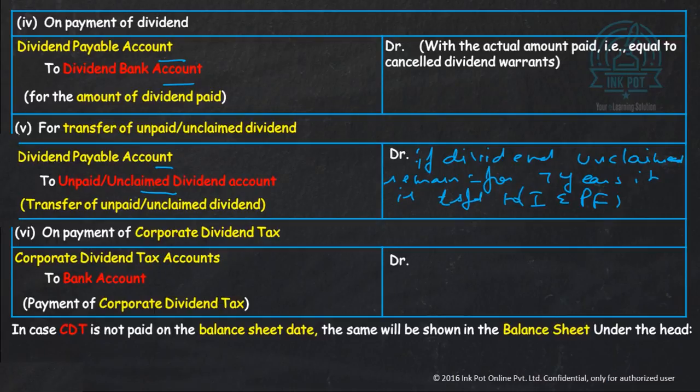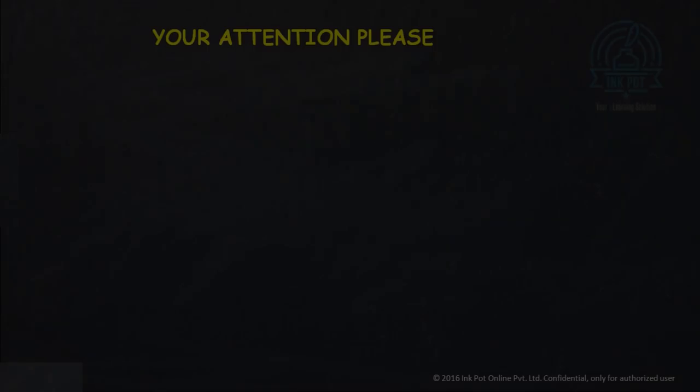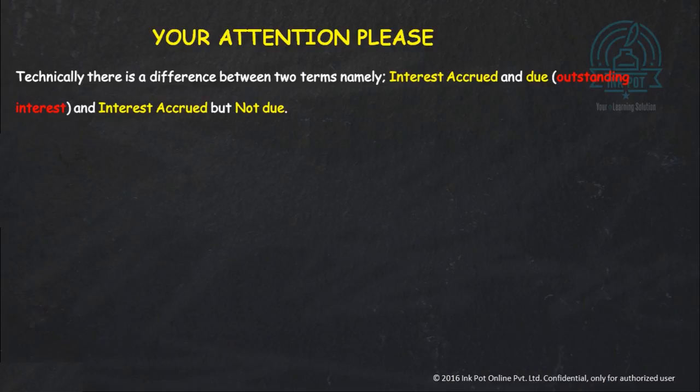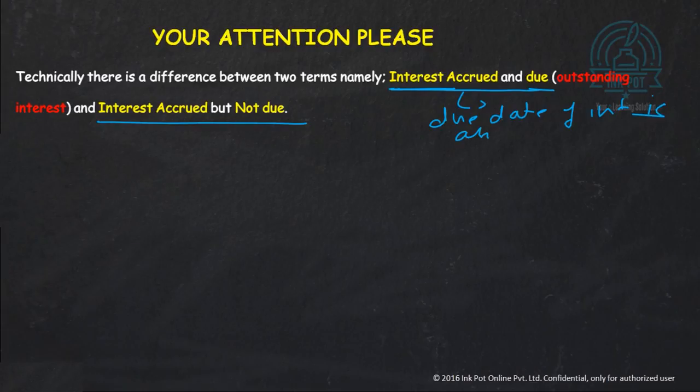As I mentioned in the beginning of this presentation, we are going to distinguish between interest due and interest accrued: interest accrued and due, and interest accrued but not due. What is the difference between them? Interest accrued and due means the due date of interest has arrived. In the other case, the due date of interest has not arrived.